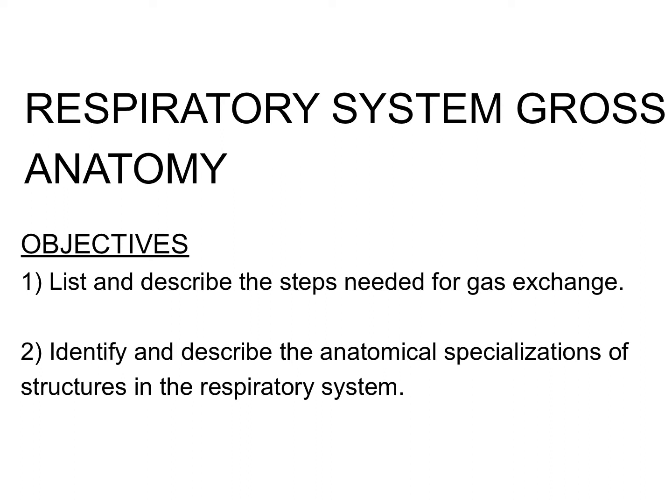Young anatomists, this is our first lesson for Chapter 16 on the respiratory system. We're going to start with some gross anatomy and physiology. By the end of this video, you should be able to list and describe the steps needed for gas exchange, the main function of the respiratory system, and thinking from our form follows function analysis perspective, I want you to be able to identify and describe anatomical specializations of the different structures in the respiratory system.